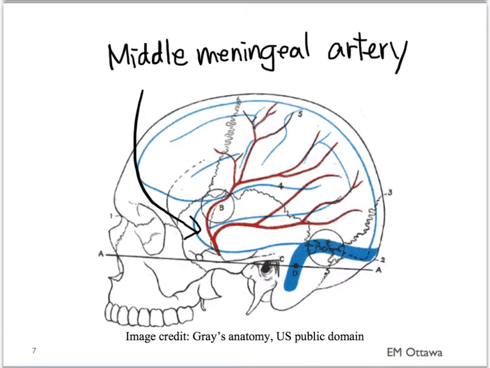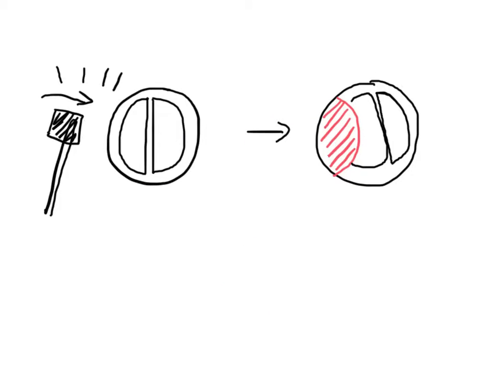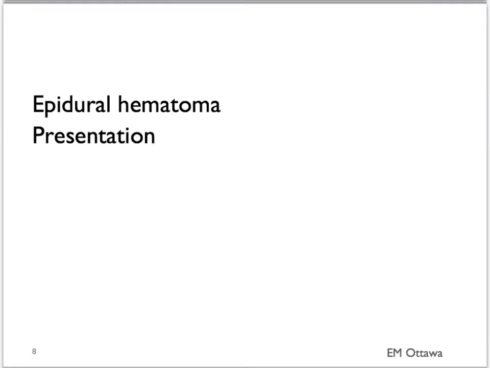Blood from the artery then rapidly accumulates. The rapidly accumulated epidural hematoma then pushes the brain out of the way. Because of that quick accumulation of bleed, epidural hematoma patients can have a very quick decline in terms of their GCS.